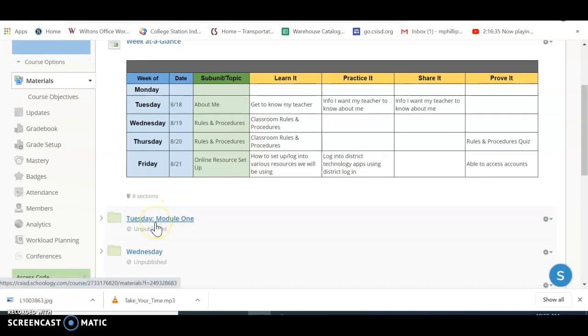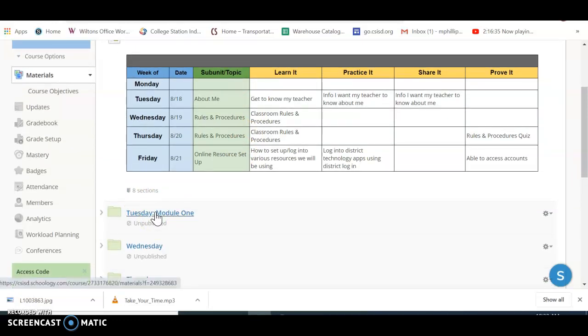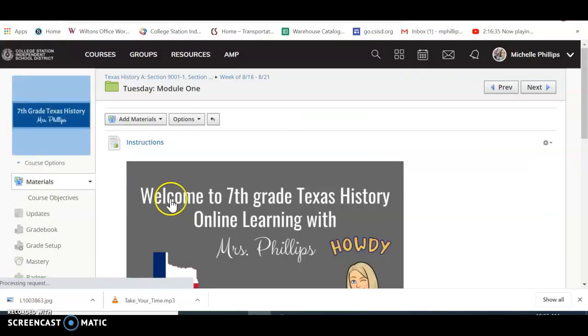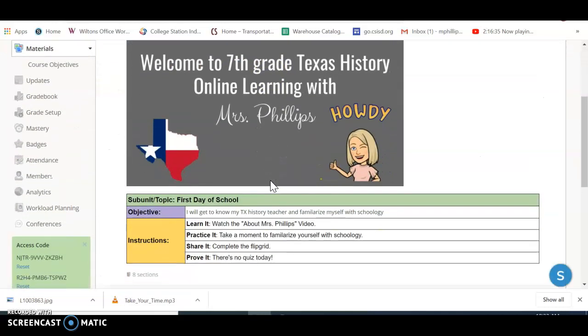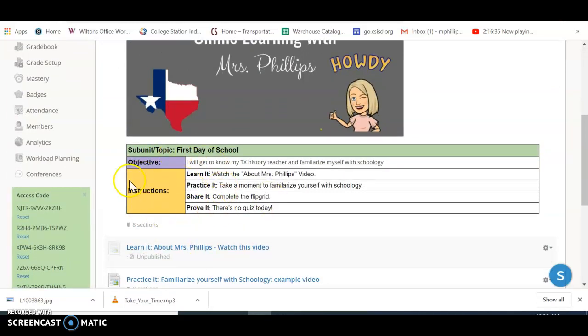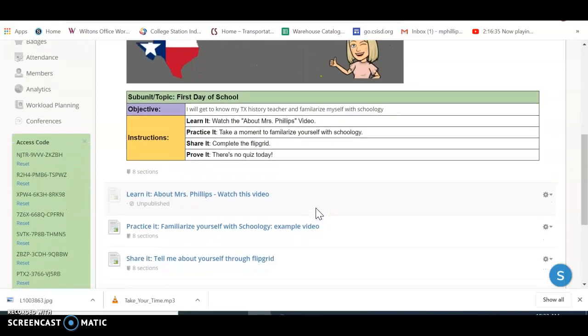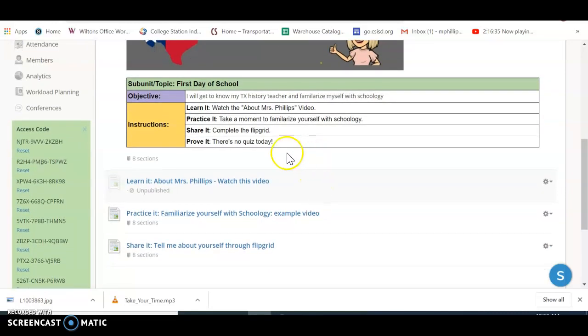You will just simply come down here because today is Tuesday, and you will click on Tuesday Module 1. That will take you directly to a little snippet of what we're doing today. You will always have an objective, so today your objective is, I will get to know my Texas history teacher and familiarize myself with Schoology. We're going to do a few things today that will help you get to know me and help you practice what you've learned through Schoology, okay?